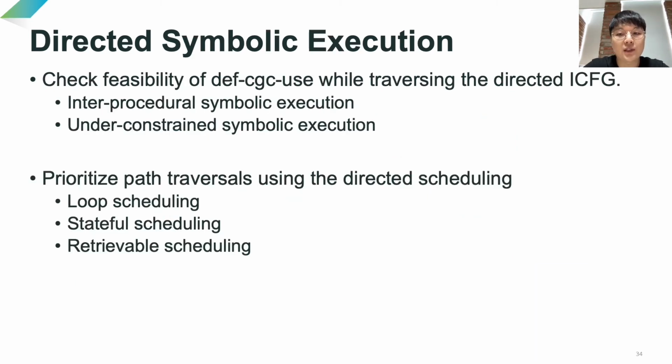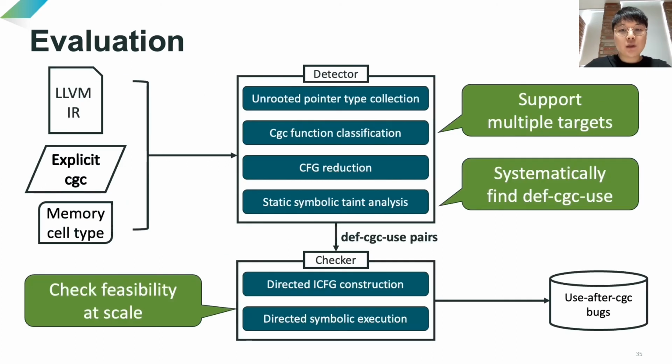Based on the directed ICFG, we perform interprocedural and under-constrained directed symbolic execution to check feasibility of def-CC pairs. To be more scalable, we also prioritize path traversal using directed scheduling. Please refer to our paper if you are interested in the details. So this is how CGSAN works. Now I will show some evaluations of our system.